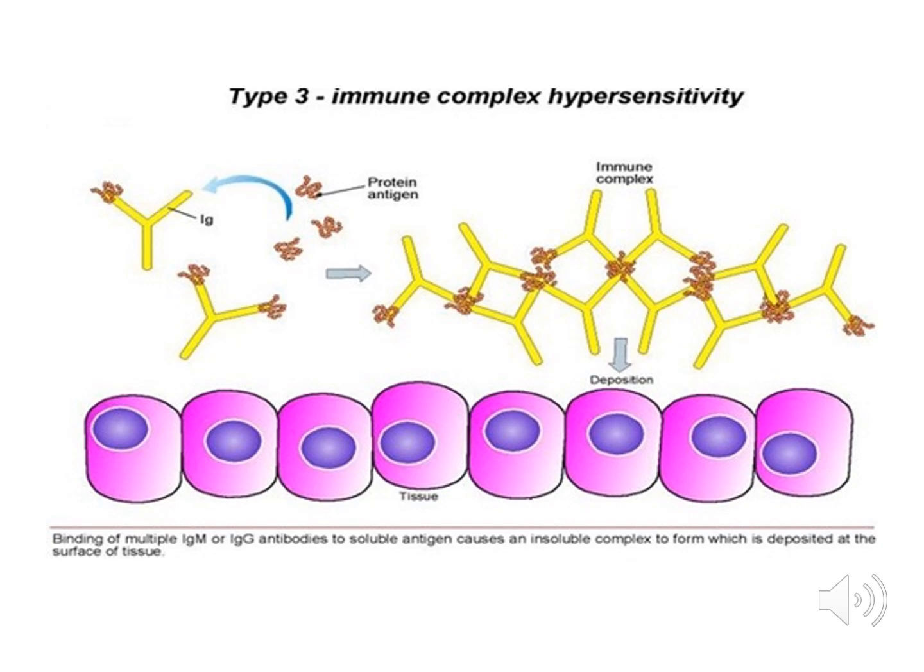Now, does that scenario sound familiar to you? It should, because that's what we said happens in lupus, right? Lupus is a great example of a type 3 immune complex related hypersensitivity disorder.